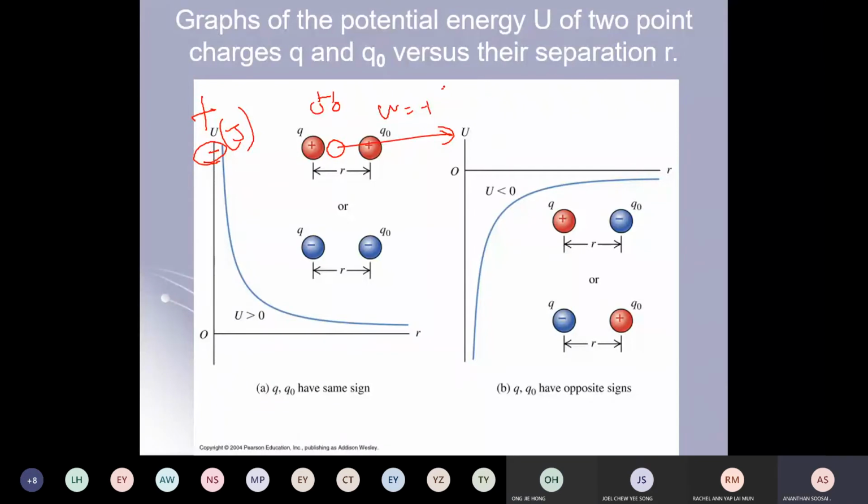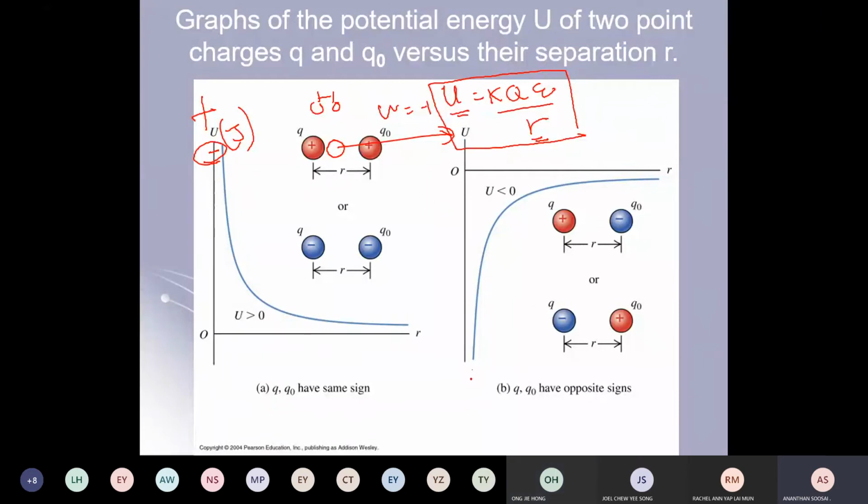So what is the potential energy formula? K Q Q over R. That's the potential energy formula. So potential energy versus R is going to make an inverse graph. It's going to be an inverse relation between U and R.